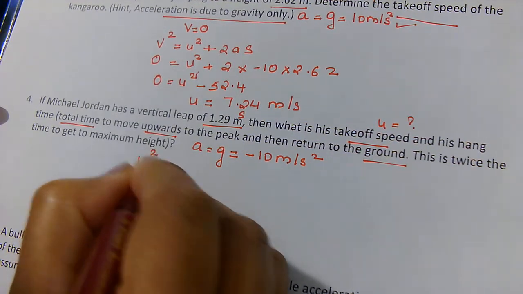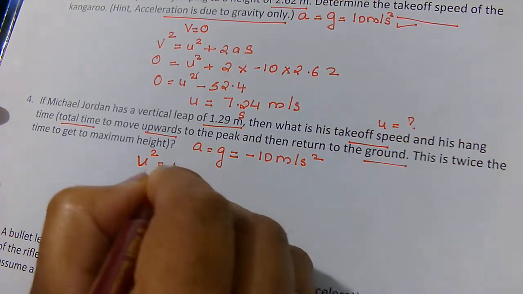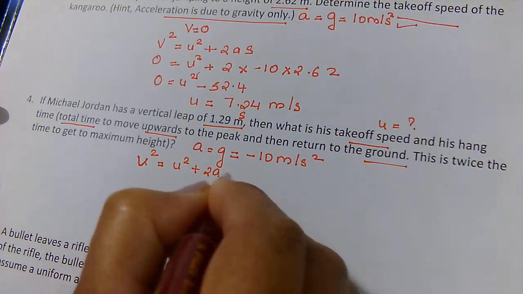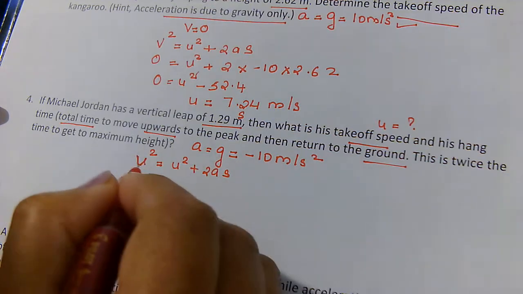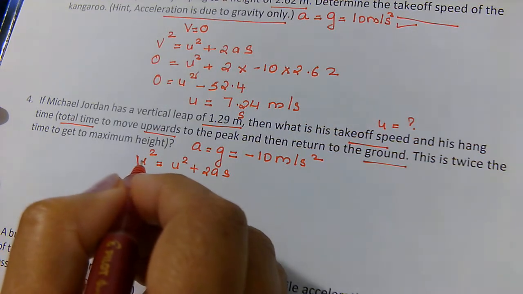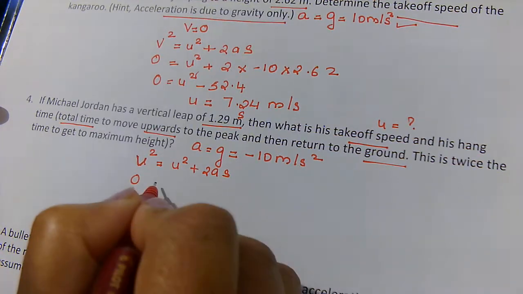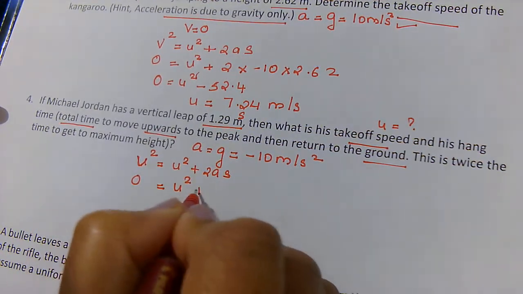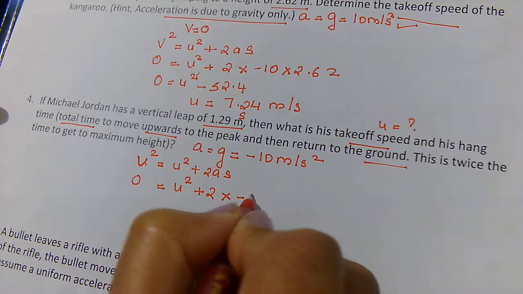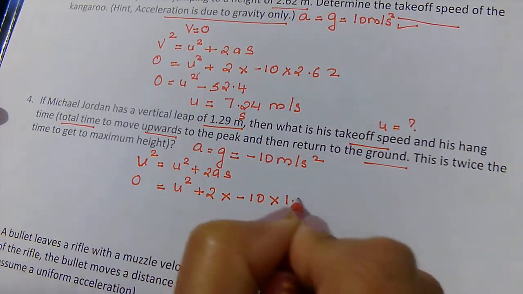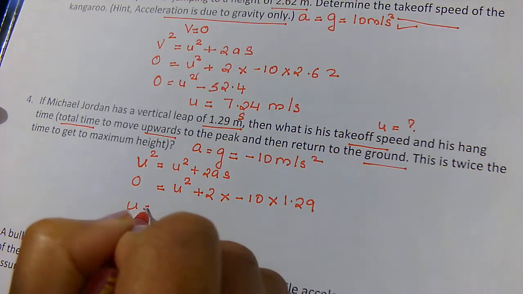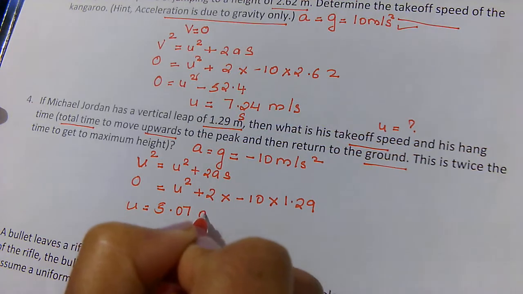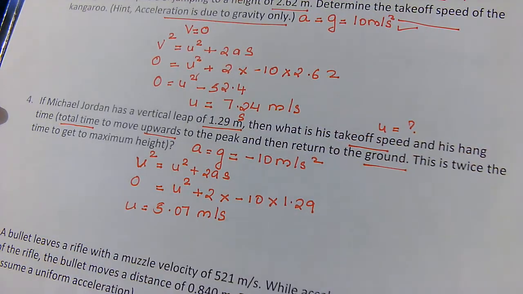So same like before, v square is equal to u square plus 2as. V is, what is his takeoff speed? So v, he is going to the maximum height and then coming down, isn't it? So v is going to be 0, u square plus 2 times a, which is minus 10, times s, which is 1.29. So if you rearrange and square root, u will be 5.07 meters per second.